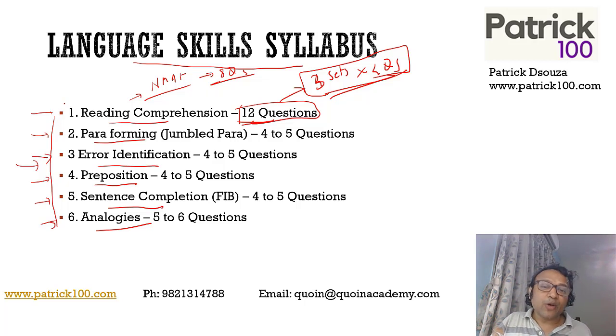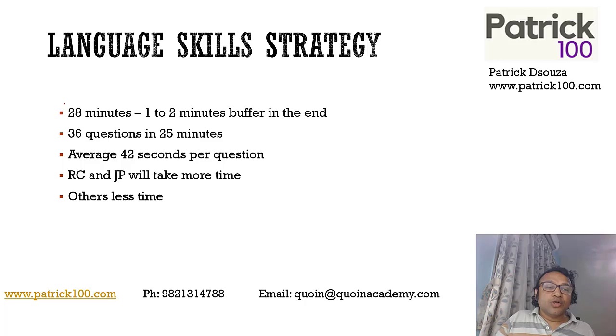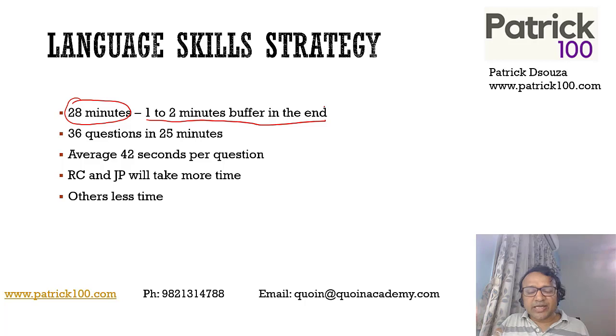How do you go about planning your paper? Maybe as and when you write more mocks, you can plan your paper better. Of the 28 minutes for the exam, I'll keep 1 or 2 minutes buffer at the end, just in case. You never know, you may take some extra time for RCs or for some particular question, and you should not leave out any question in the end. So technically, I should solve 36 questions in around 26 to 27 minutes, which comes to an average of around 42 to 43 seconds per question.